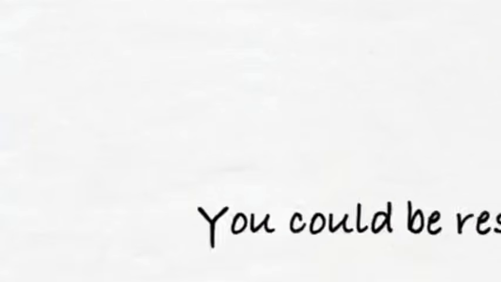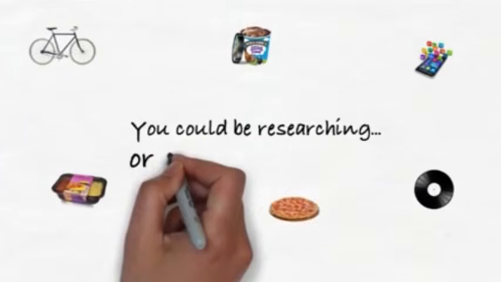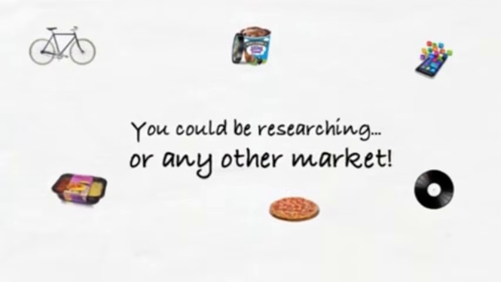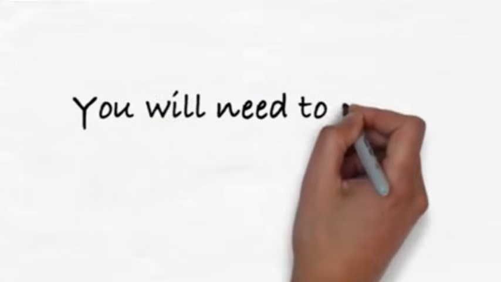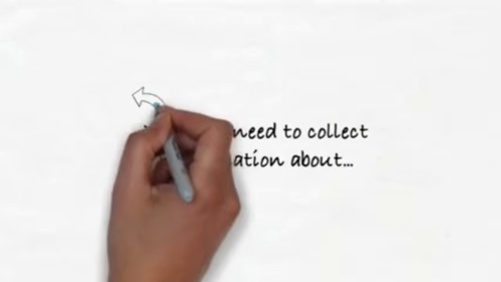This could be anything from a bicycle shop to the ice cream industry. Other examples include the ready meal market, the pizza market, mobile apps or vinyl stores. It could be absolutely anything. In your 6 hours, you will need to collect a range of information about the market.